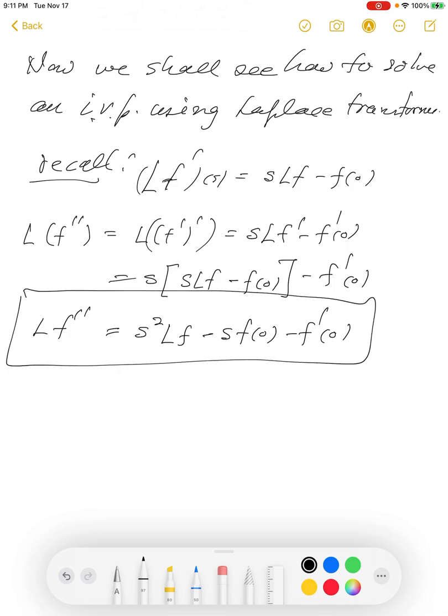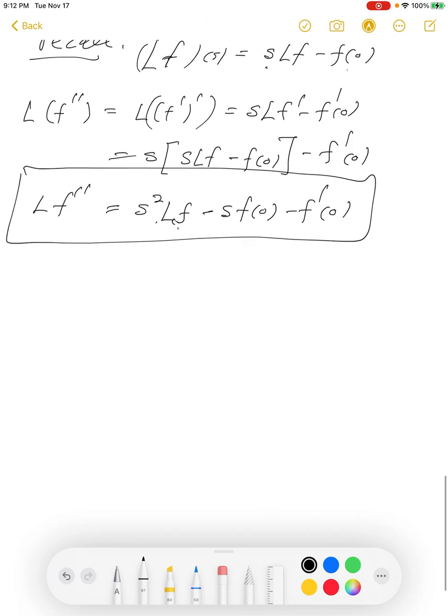So if you take higher derivatives, you will get higher powers of s multiplying LF. So when you had the first derivative, it is s times LF minus f0. And for second derivative, you get s square times LF minus s times f0 minus f prime 0.